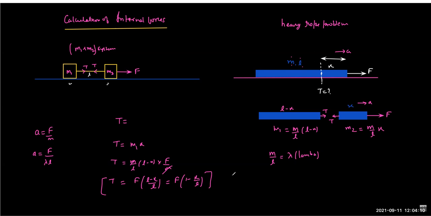So when you apply the force at one end and the other end is free, this is called the free end. So force will reduce from F to zero when you reach here. And the reason is obvious, because this end will not pull anything else.